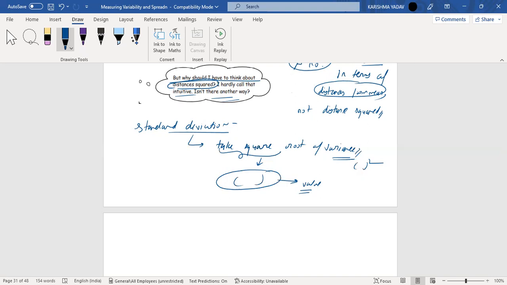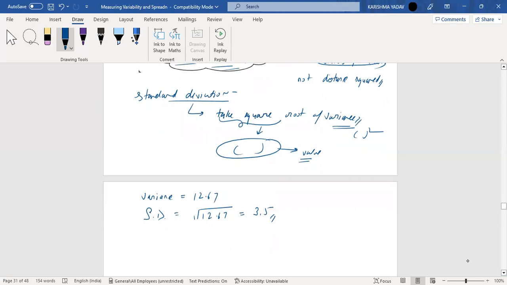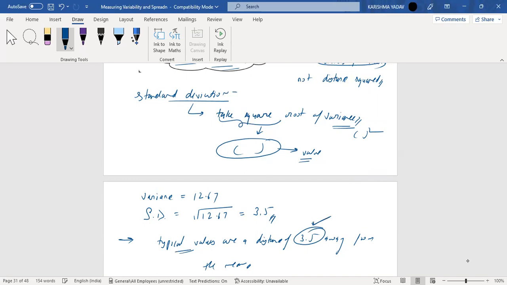See here, we got the variance of 12.67 in the previous case. If we take the standard deviation for this variance, it will be the root of 12.67, which is somewhere around 3.5. So the result here is 3.5. Now what does the standard deviation give us? This is a typical distance from the mean. You can depict it like this: the typical values are a distance of 3.5 away from the mean. It gives us a value that is not squared, and it tells us that typically all the values are this much away from the mean.